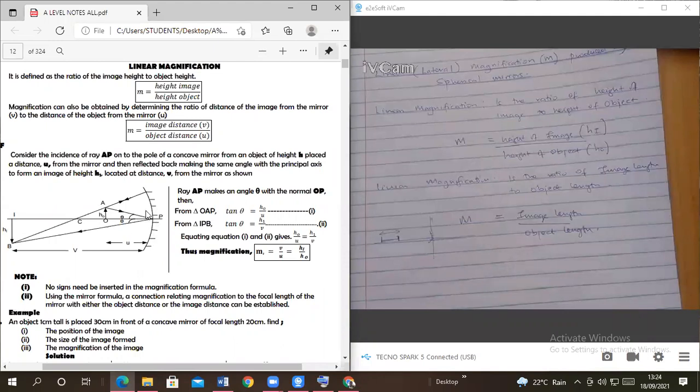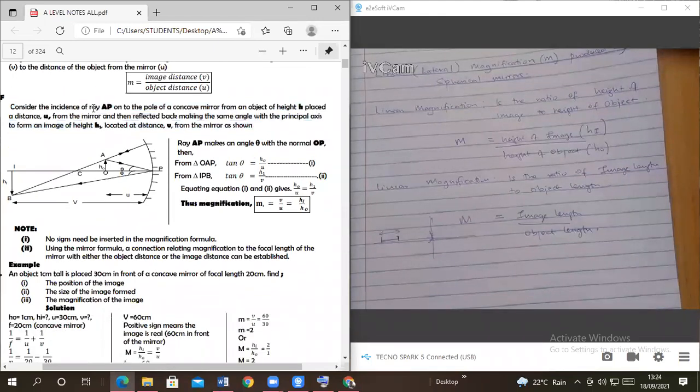Now, when you're deriving, all these terms are very important, because you have to define what AP is, what u is, what h is, and what v is. So you write these words: consider an incident ray AP onto the pole of a concave mirror, and we are using a concave mirror, coming from an object of height h naught at a distance u from the mirror, making an angle theta at the principal axis to form an image H_I at a distance v from the mirror. Then have the diagram drawn.